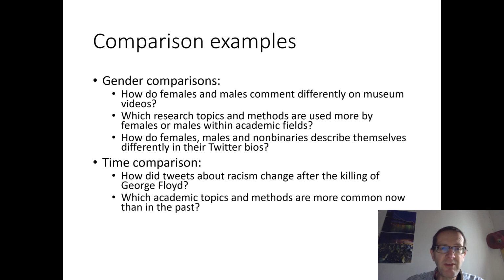For time comparisons, you could find themes that change over time. For example, how did tweets about racism change after the killing of George Floyd? What were the themes before and afterwards? And which academic topics and methods are more common now than they were in the past? So you compare the newer abstracts, titles and keywords against the older ones.